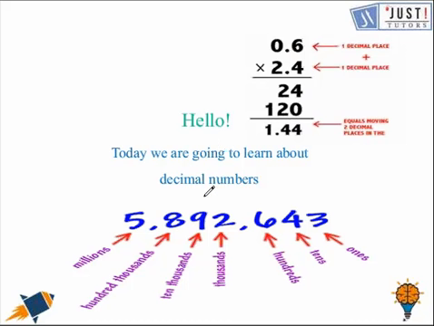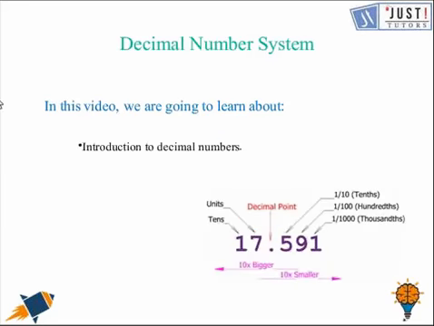Today we are going to learn about decimal numbers. Before we move on, let us revise the place value chart once. So we always start from the right hand side and the first column is ones, then tens, then hundreds, thousands, 10,000s, 100,000s and millions. Let's move ahead.